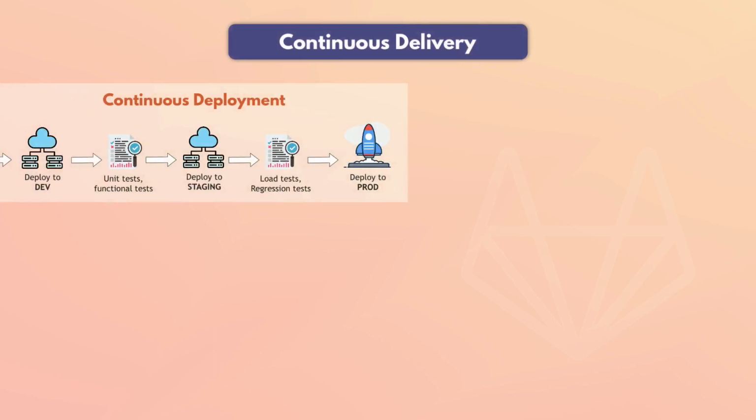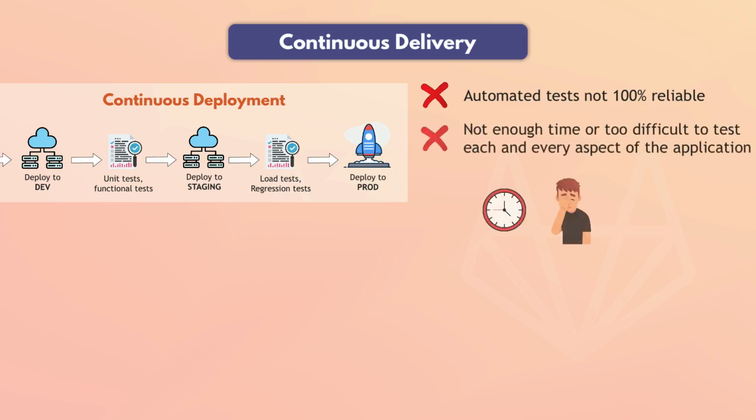Now think about this. In many projects, automated testing is not 100% reliable because someone needs to write those tests as well. And often developers have pressure to develop new features and not enough time to actually write those tests. Or the application logic may be so complex that writing automated tests in order to test every aspect of the application may be super difficult.